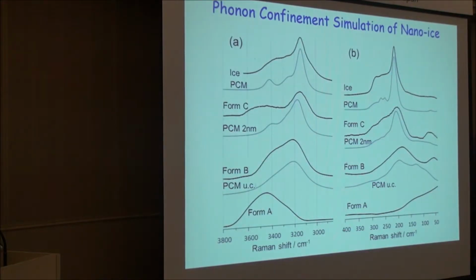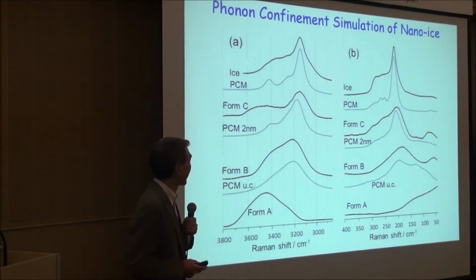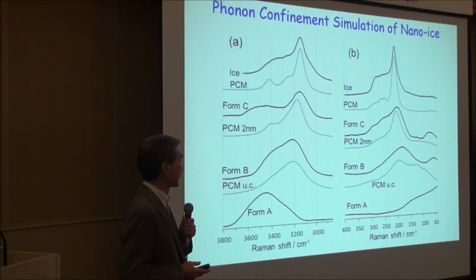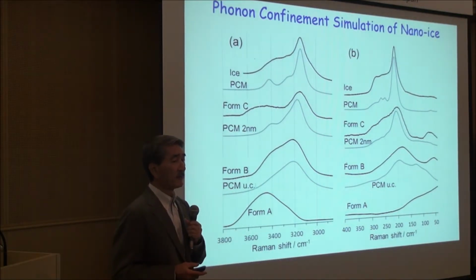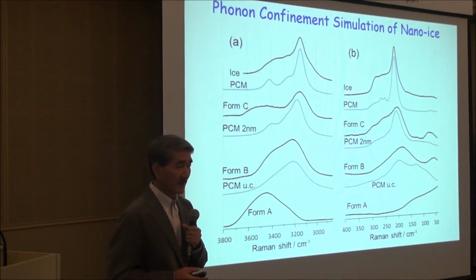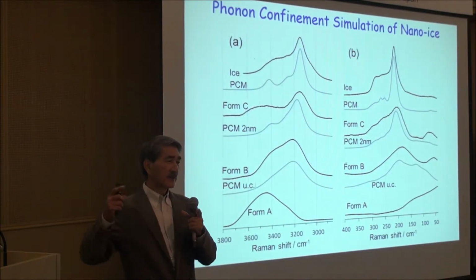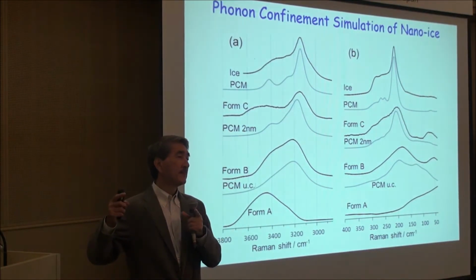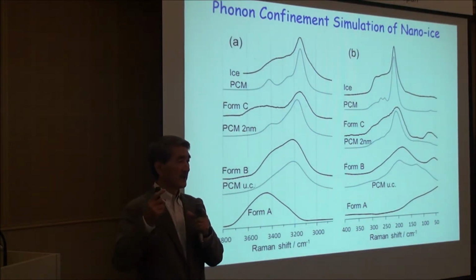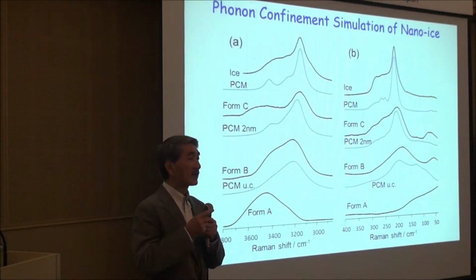And I'm adding one thing. This is still a preliminary stage, but we are now trying to explain the spectrum we obtained for component C, nano-ice, by what we call the phonon confinement effect. So in Raman scattering, in the ideal crystal, because of momentum conservation, only the points in the dispersion at the zone center are active.